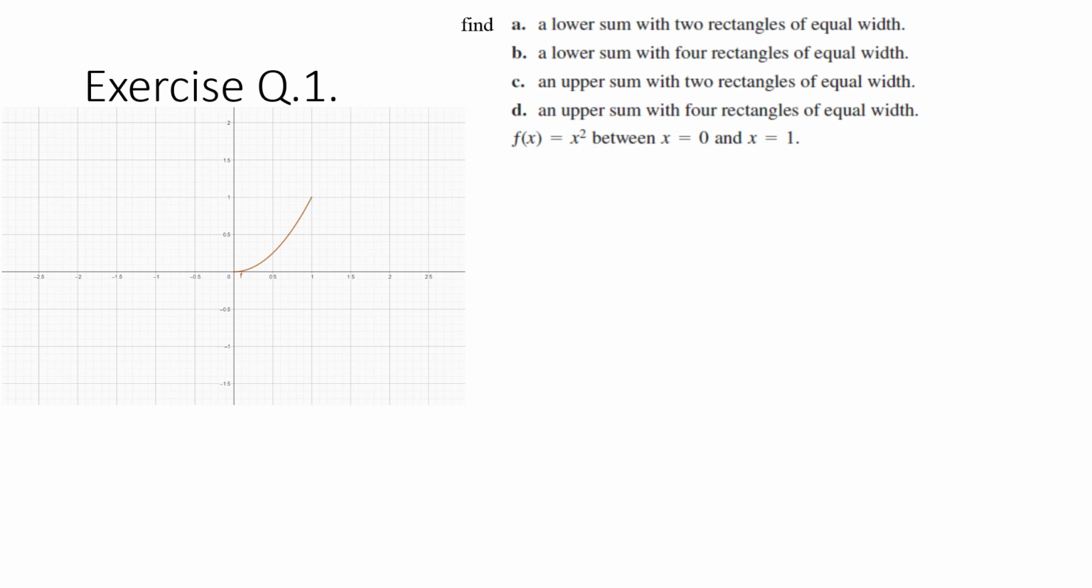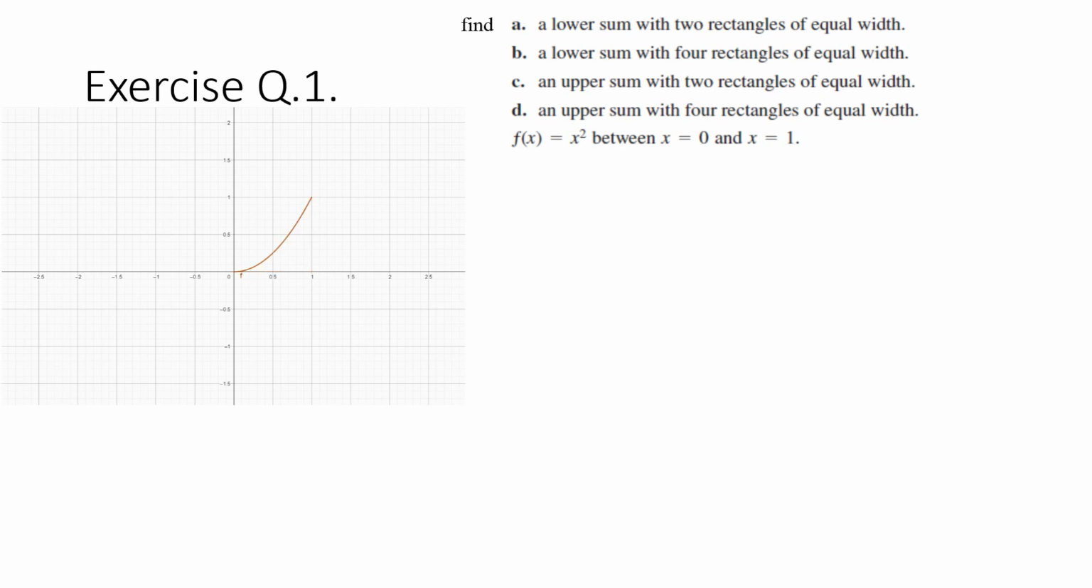So we have to find the area under this graph. This is the graph of f(x) = x² from 0 to 1. Okay, so we have to approximate this area, and the exact value of this area is 0.33. So let's see what happens when we follow all the instructions given in the question.